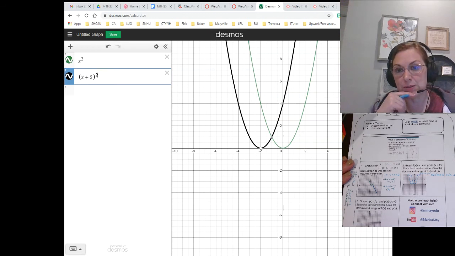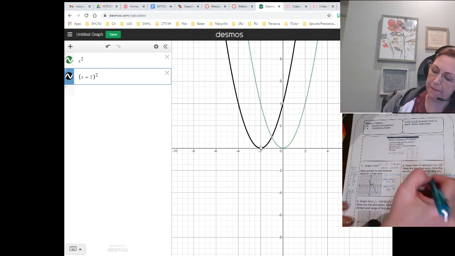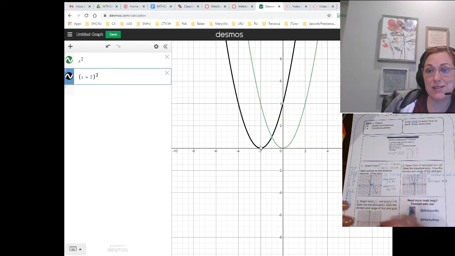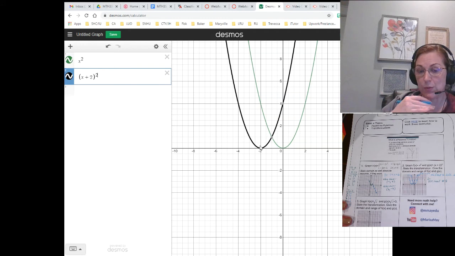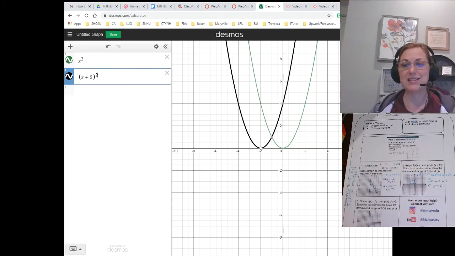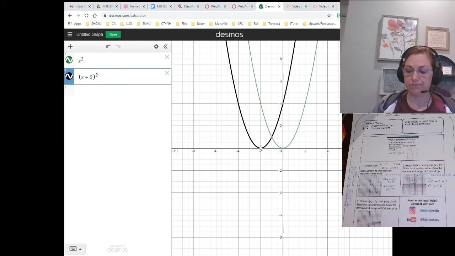Now look at your domain and ranges, okay? For both graphs, your domain is everything, all real numbers, we could say. And your range is the same, right? Your lowest y value is 0, and all the y values are above that. So y is greater than or equal to 0 works for our range there.